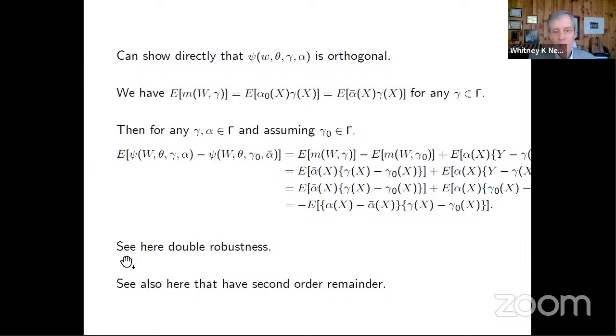Okay, so that says, yes, you have double robustness here. If either one of them is equal to the true value, you get zero. And you also see that you have a second order remainder here. Okay, and the virtue of this is it's for this whole class of things. You don't have to do this case by case. You have this for all of these things.